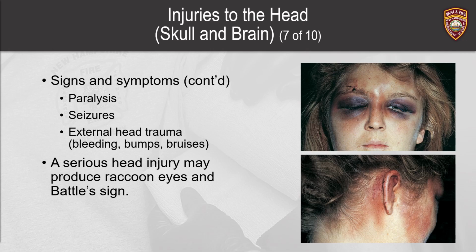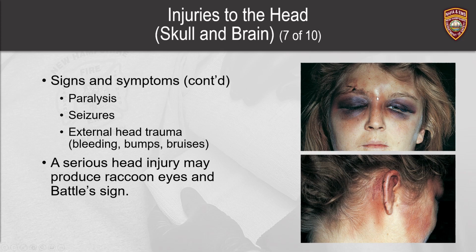They may also have paralysis, seizures, and then some obvious external head trauma like a hematoma or a big collection of blood. If anyone's ever gotten walloped in the head by an errant baseball or something like that, and they have the goose egg, that is an external sign of trauma. In some cases, you can develop later signs, bruising and things like that. And so here we see two pictures of later signs.